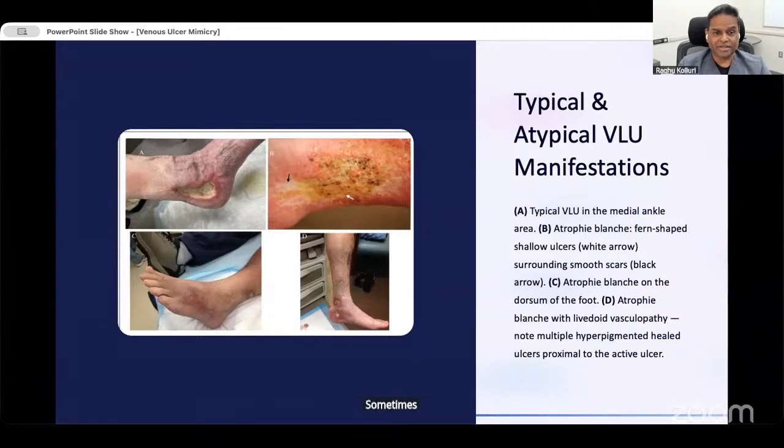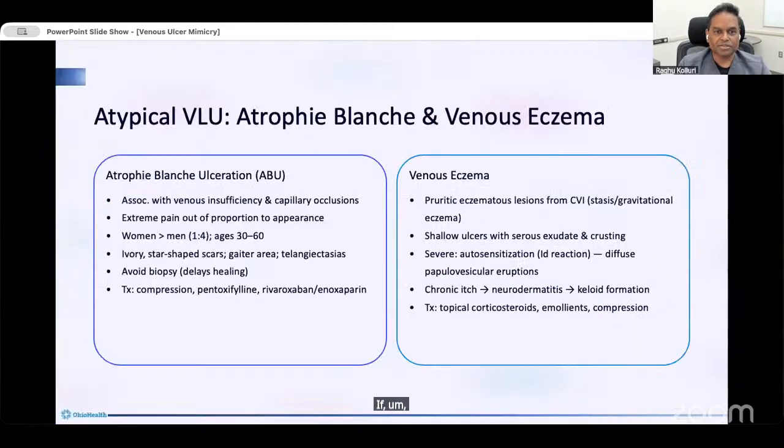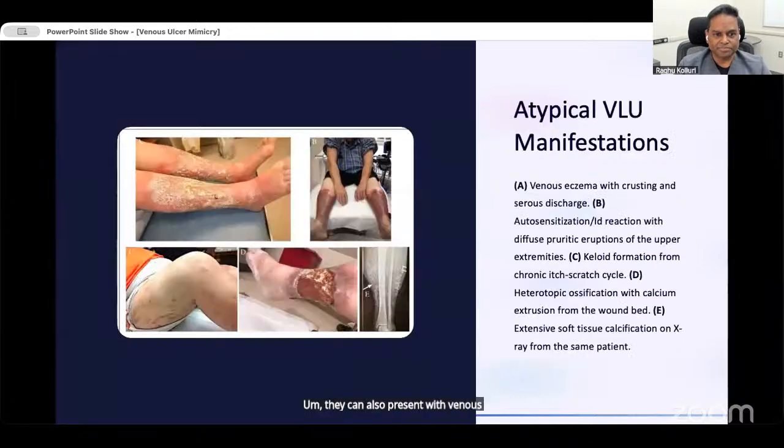Sometimes these patients need anticoagulation if they're not healing. I use it. I know that Dr. Dean uses anticoagulation if they don't heal. They can also present with venous eczema, which could be pretty severe, as you can see here.